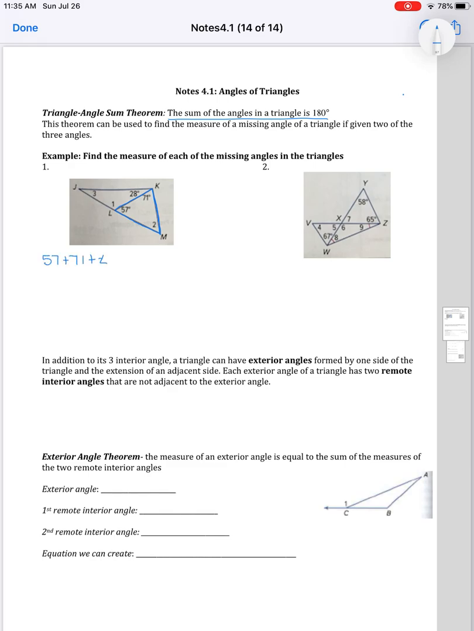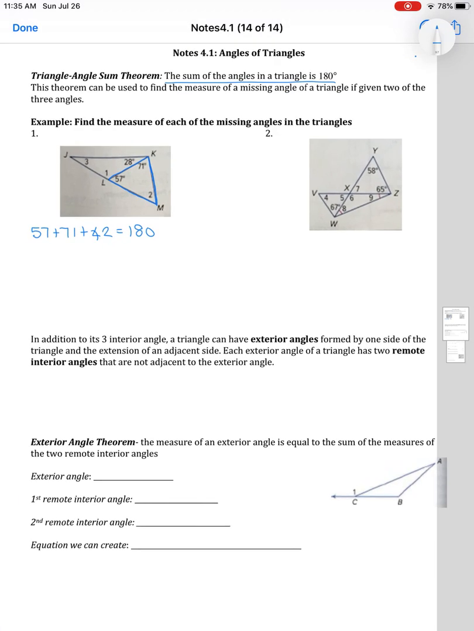So this theorem can be used to find the measures of a missing angle of a triangle if you're given two of the three angles. So you can certainly have something very basic, or you can have something where you have multiple triangles going on at once. So that's what you see with 1 and 2. So if I take this triangle on the right-hand side, the reason I'm focusing on that one is because I have 2 out of those 3 angles. So 57 plus 71 plus angle 2 equals 180 because it's a triangle. And if you solve for that, you end up with angle 2 equaling 52 degrees.